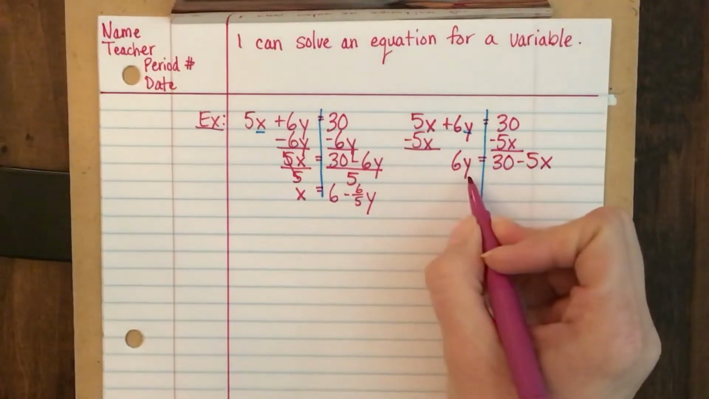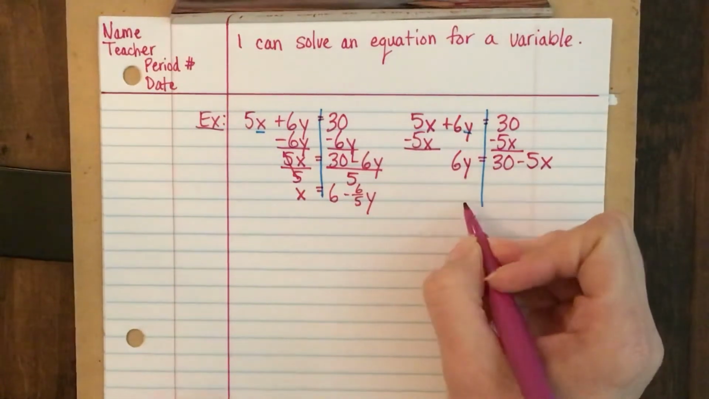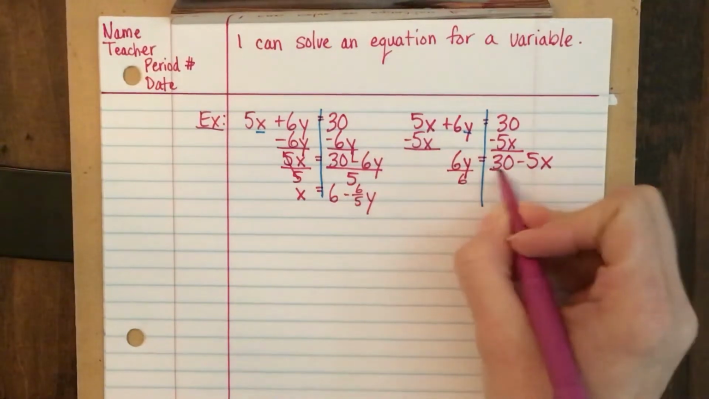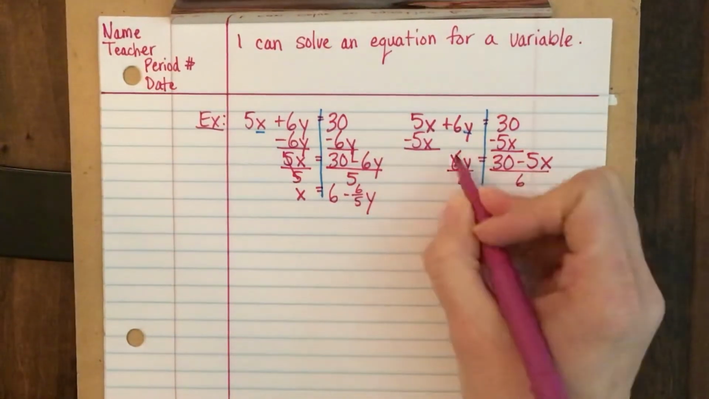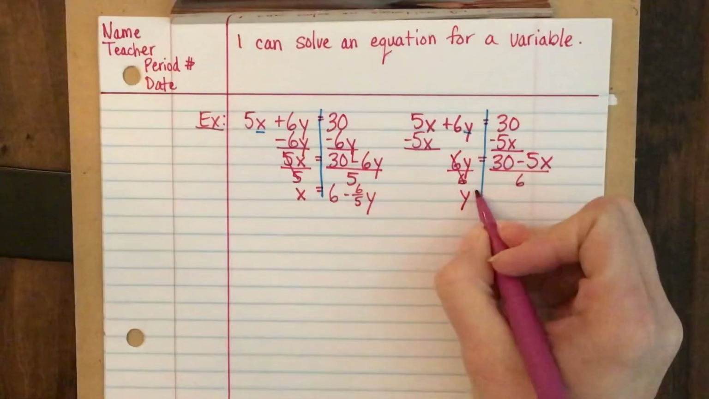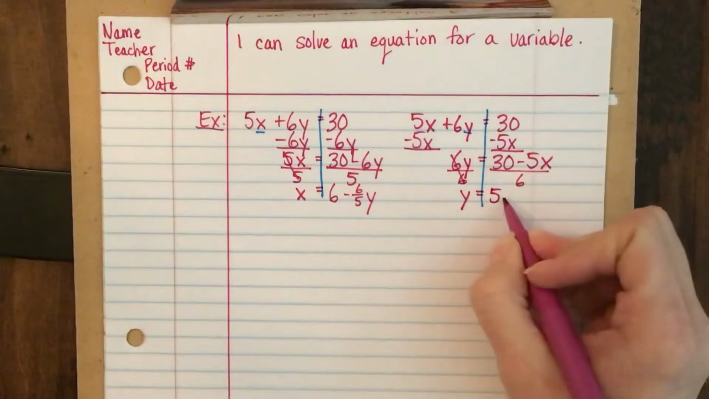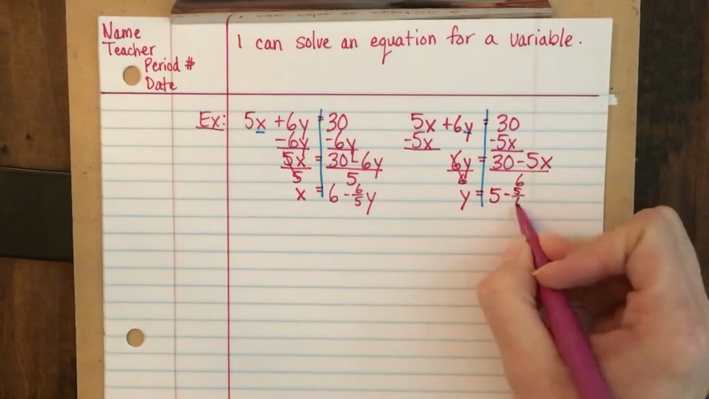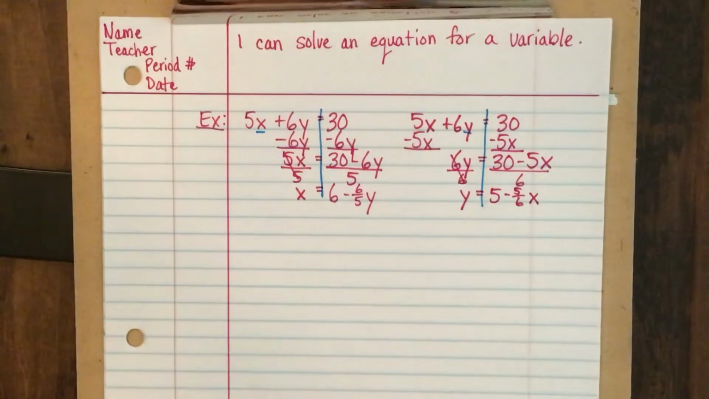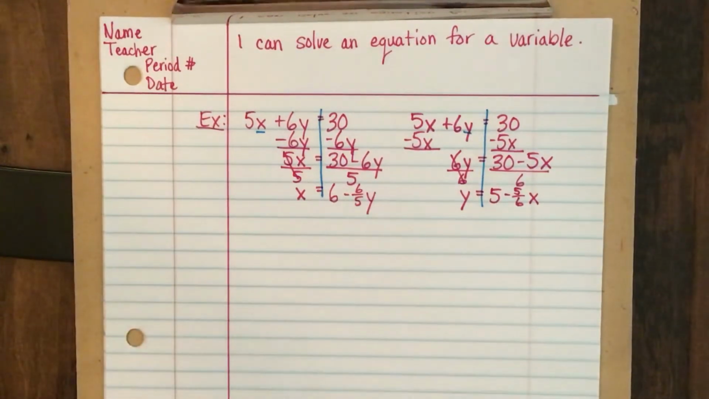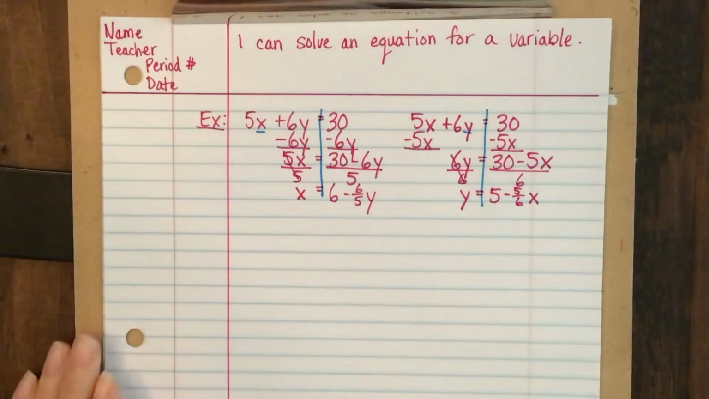Now I only have one thing left happening to my y, and it's being multiplied by 6. The inverse operation for multiplying by 6 is dividing by 6. So I'm going to do that to both sides. 6 divided by 6 is just 1, so you have y. 30 divided by 6 is 5. 5 divided by 6, we'll leave this as a fraction. 5/6 x. Okay, so what I've done is I've solved for x here, I've solved for y here. You're using the same skills that we've been using all along for solving multi-step equations. We're just doing it now with some variables involved.